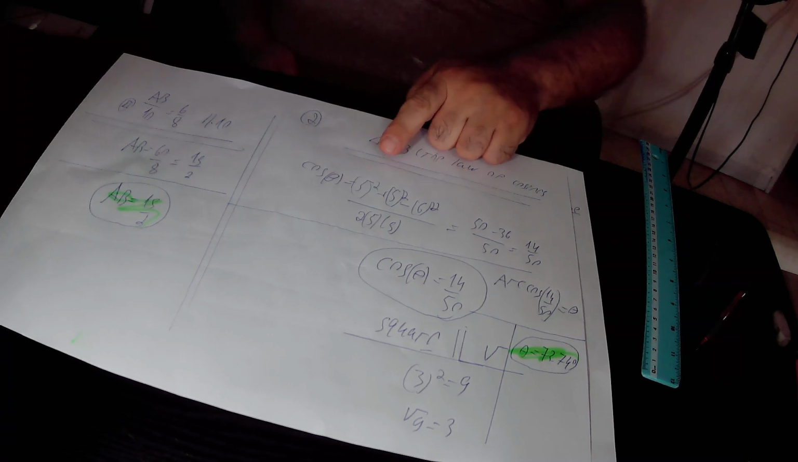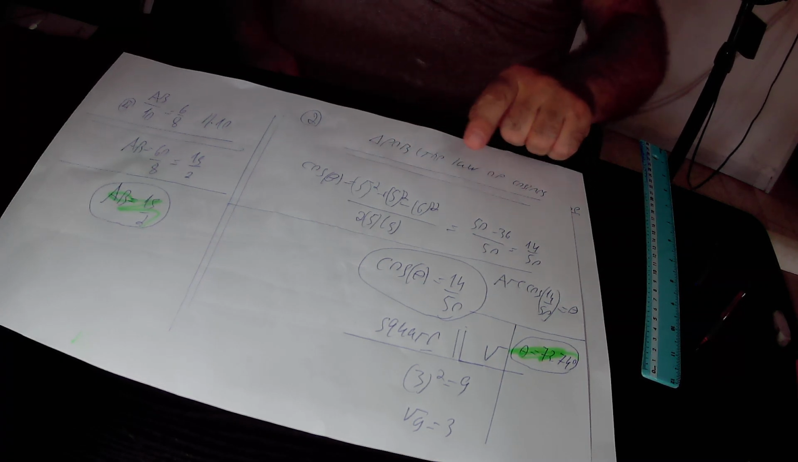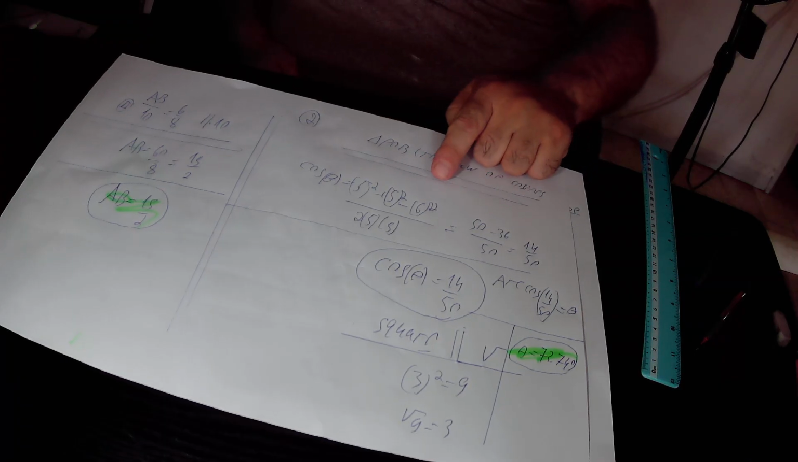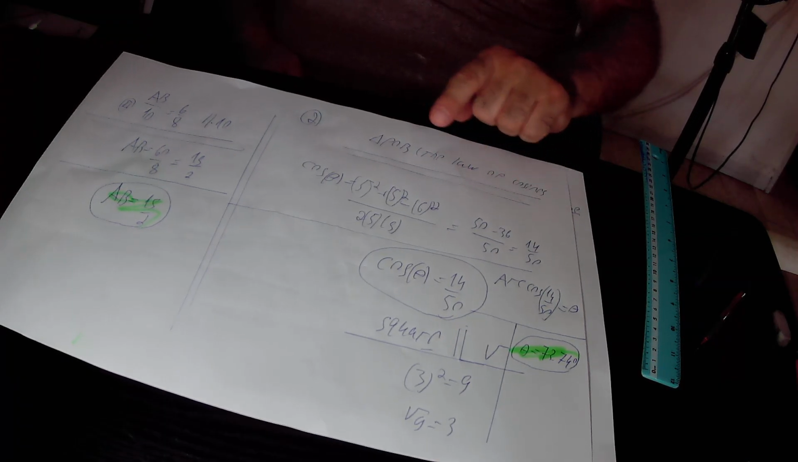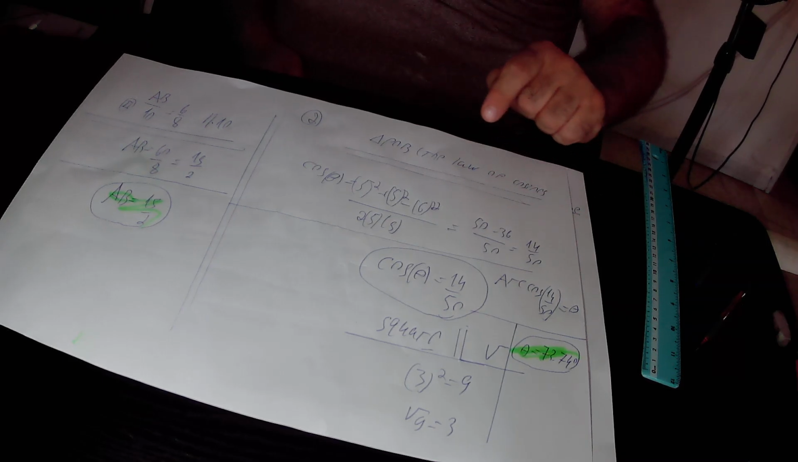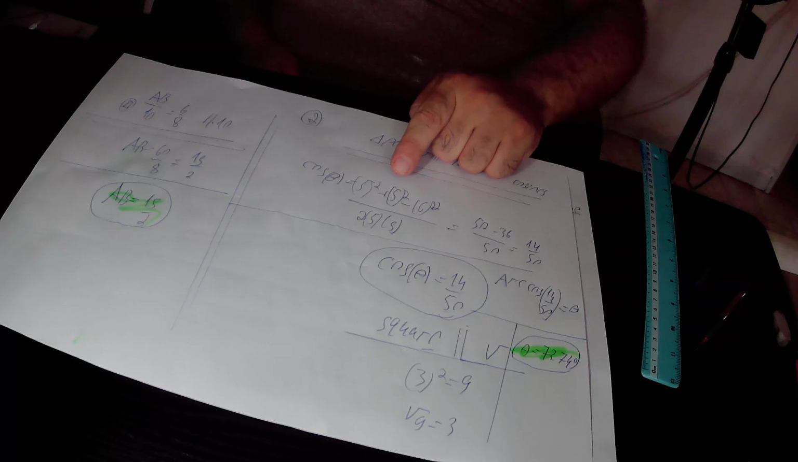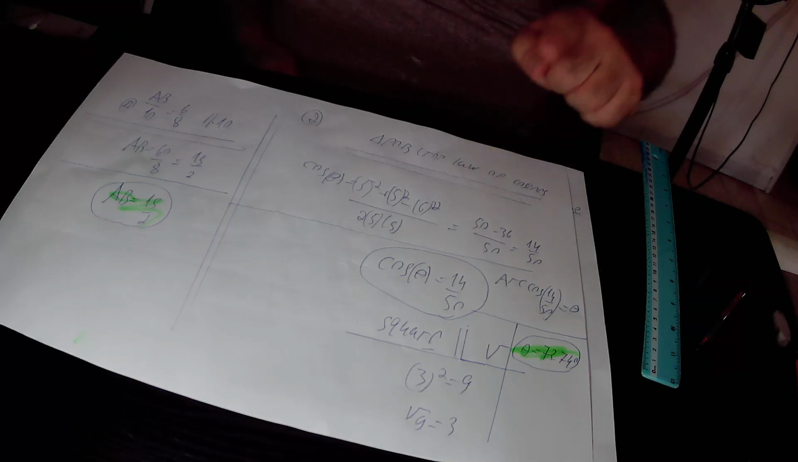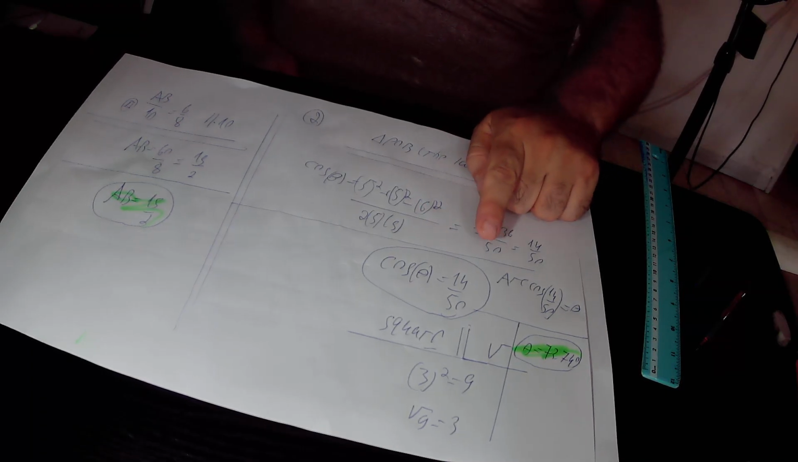So cosine theta equals 5 squared, that is 25, plus 5 squared, that is 25. 25 plus 25 is 50, minus 6 squared. 6 squared is 36. So in the numerator we have 50 minus 36, that is 14. In the denominator we have 2 times 5 times 5, that is 50. So in total, cosine theta equals 14 over 50.